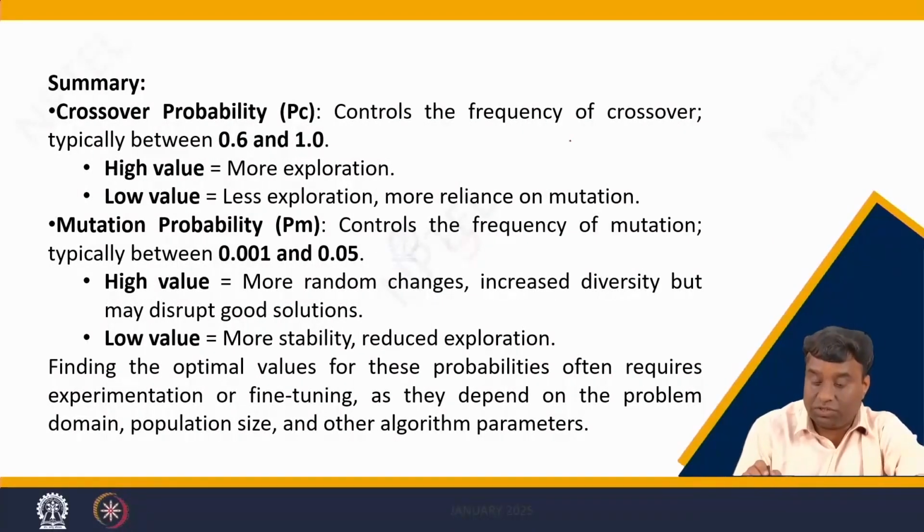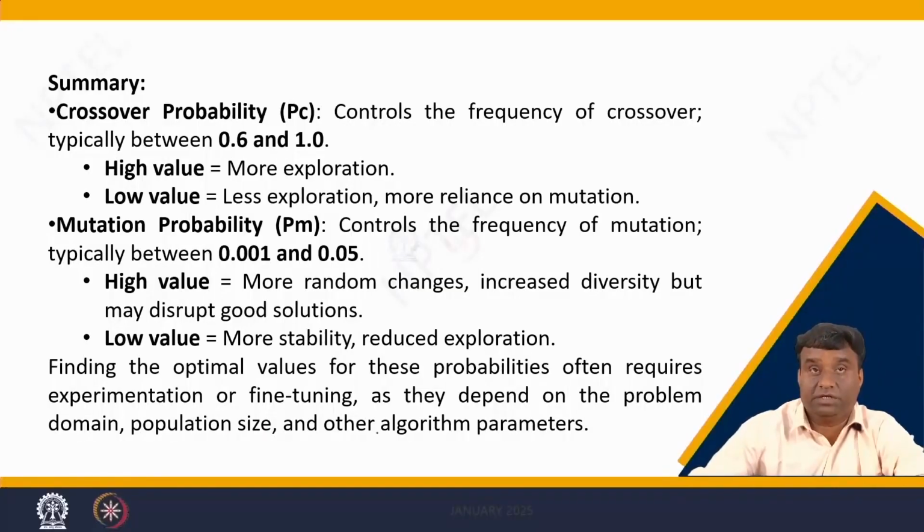So crossover probability controls the frequency of crossover, typically between 0.6 and 1.0. High value means more exploration. Low value means less exploration, more reliance on mutation. Mutation probability controls the frequency of mutation, typically between 0.001 and 0.05. High value, more random changes, increased diversity but may disrupt good solutions. Low value, more stability, reduced exploration. Finding the optimal values for these probabilities often requires experimentation or fine tuning as they depend on the problem domain, population size, and other algorithm parameters.